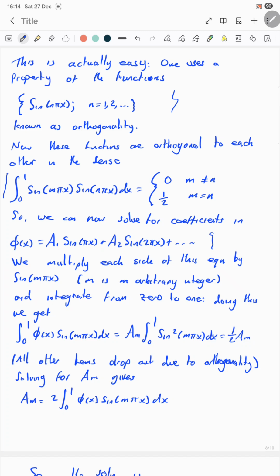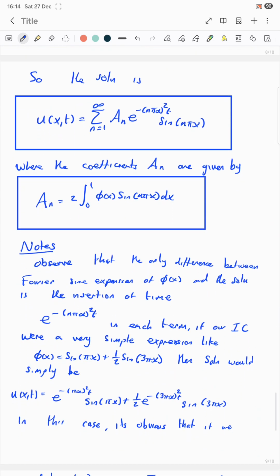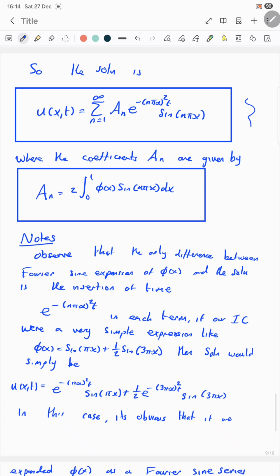So we now solve for the coefficients. We multiply each side of this equation by sine m pi x, where m is an arbitrary integer, and integrate from 0 to 1. Doing this, we get this here. And all of these terms drop out due to orthogonality. So solving for a_m gives this. And this is our coefficient a_m. So the solution is given here: u of x, t equals the sum, n equals 1 to infinity, of a_n e to the minus n squared pi squared alpha squared t, times sine n pi x, where the coefficient a_n is given here.